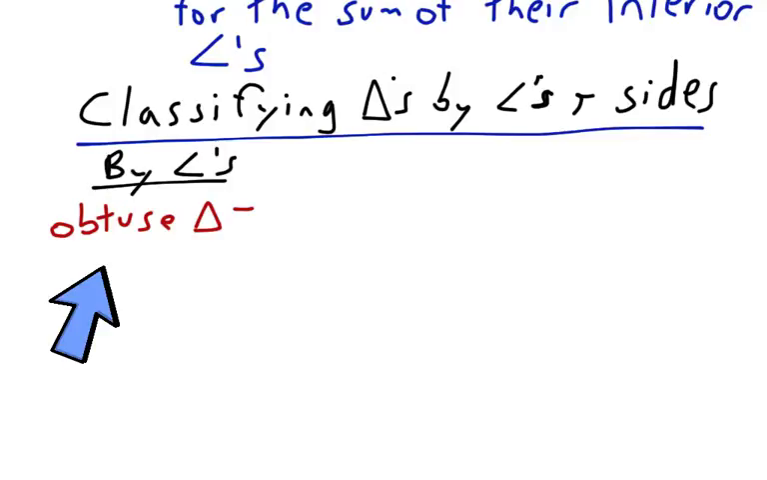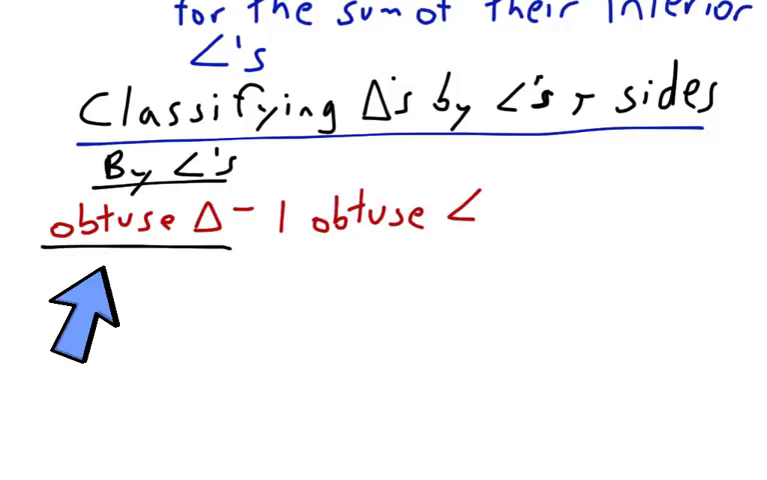Alright, so first, an obtuse triangle. It only takes one obtuse angle, and we can call it an obtuse triangle. And think about why that is. Obtuse means it's greater than 90 but less than 180. So if you had 2 numbers greater than 90, well geez, 100 plus 100 would be 200. That would be too many degrees for a triangle.